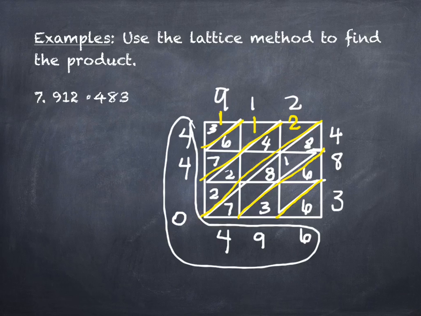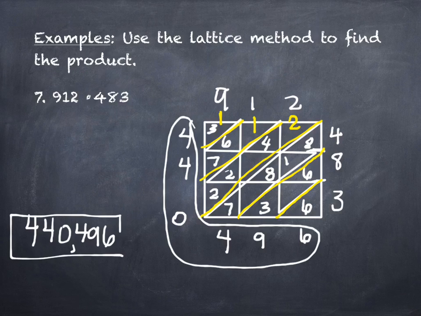That's why I don't want my original 912 or 483 on the bottom or on the left, because that's where my sum is going to go when I'm done. And the sum, when I'm done, is actually the product of the original problem, which is 440496. And again, you could check this in any number of ways, even besides the back of the book, to make sure that you did it correctly.